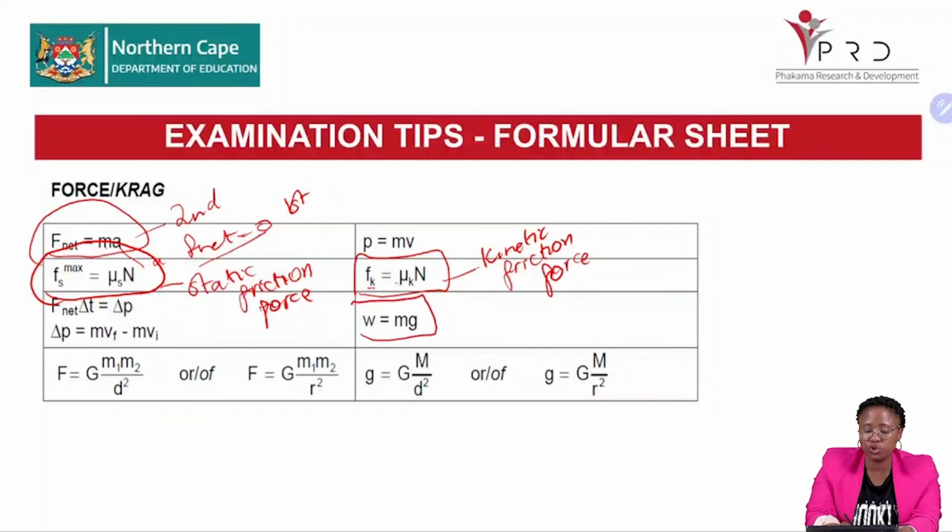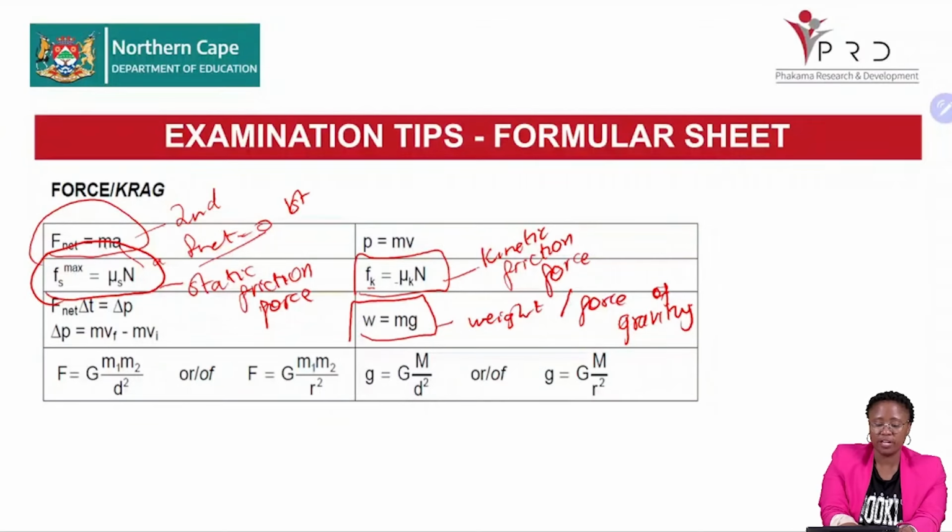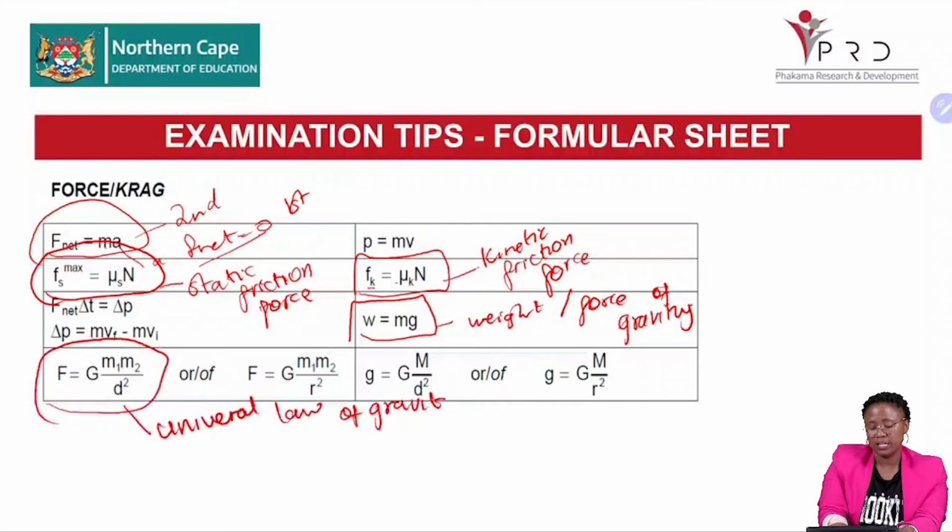Another formula that you are going to be using is w = mg, which is the formula for weight, or should we say force of gravity. Very important to know which formula to use where. Then this formula over here, you'll be using it for the universal law of gravitation. That is where you're going to be using it.